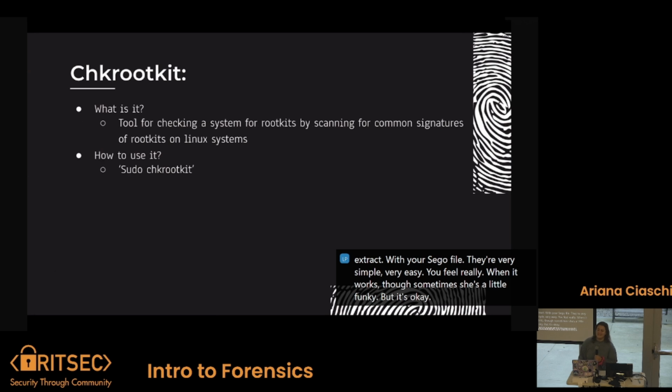And then next is CHRootKit. So CHRootKit is a tool for checking a system for rootkits by scanning for common signatures of rootkits on Linux systems. So this is things like NARC or pretty much anything else that Linux may have.